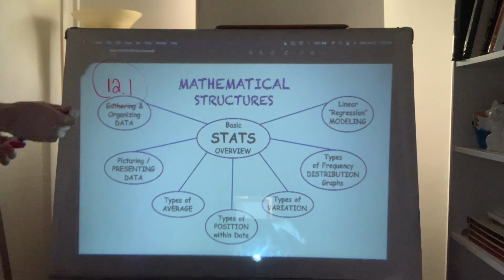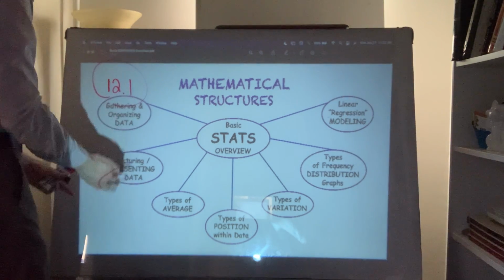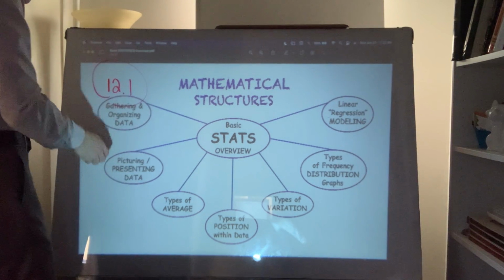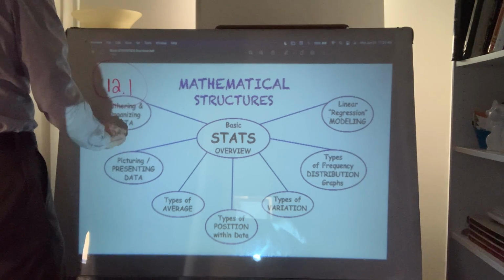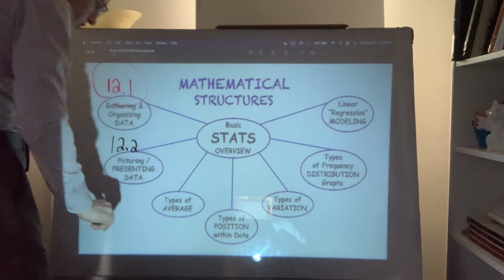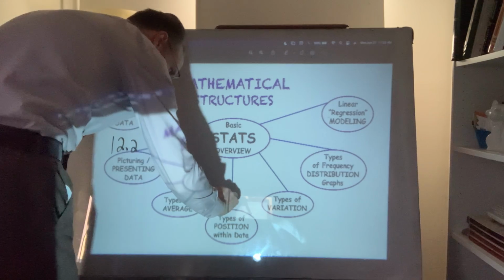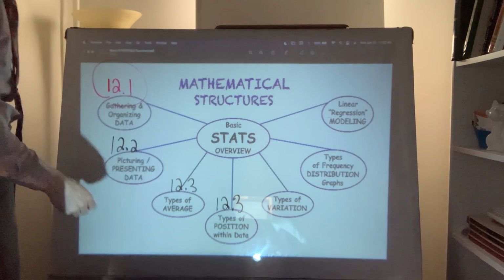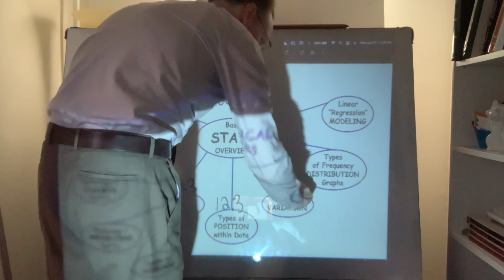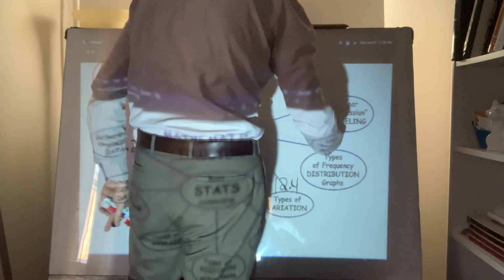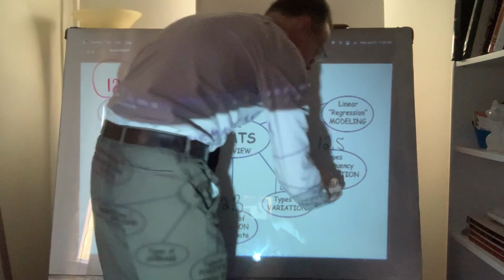Where we're headed for the rest of the week, and thereafter, the next thing would be actually presenting the data. That is, putting it on to some kind of a graph to organize it and disseminate. This is section 12.2. Types of averages is section 12.3. Types of position within data is also mentioned in section 12.3 from our book. 12.4 is types of variation. 12.5 is frequency distributions of different type, but especially normal distribution.